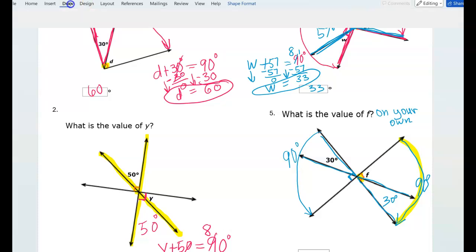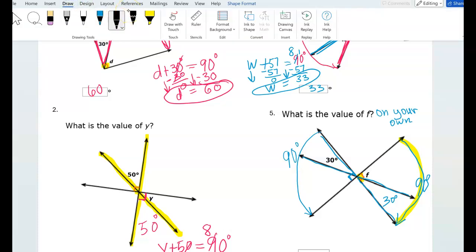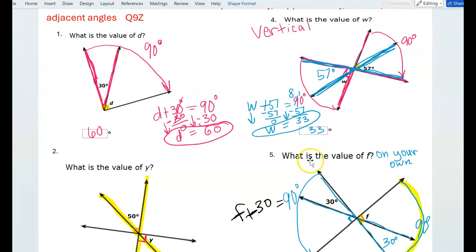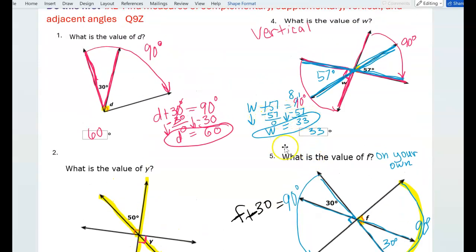Okay, I'll go ahead and set it up for you some more. So we're going to set it equal to 90 degrees. We're solving for F. So F plus 30. F plus 30 equals what? Okay. If you don't remember what to do after this step, take a look up here.